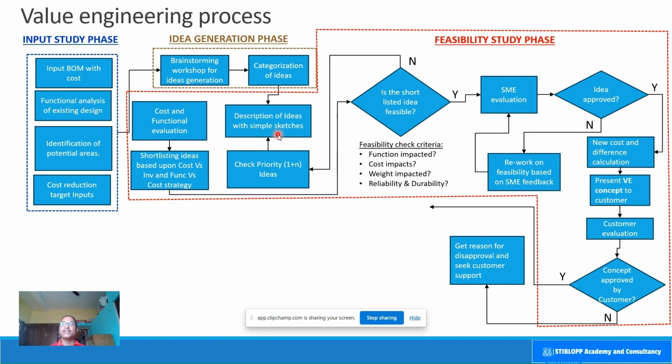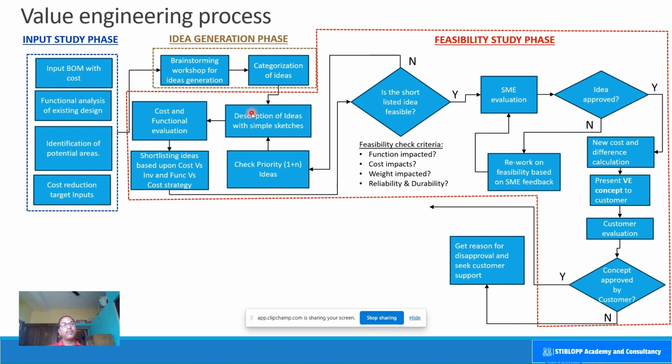The next phase is the feasibility study phase. The feasibility study phase starts with the continuation of the categorization of these ideas. Once the ideas are categorized, those ideas are described by means of simple sketches. So once these ideas are described with the simple sketches, we tabulate them in a table and try to calculate what is the cost and how the functionality gets impacted.